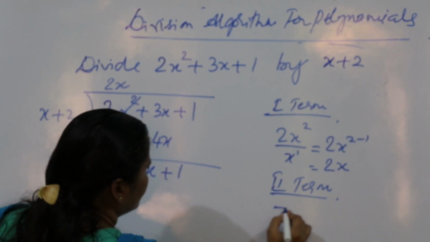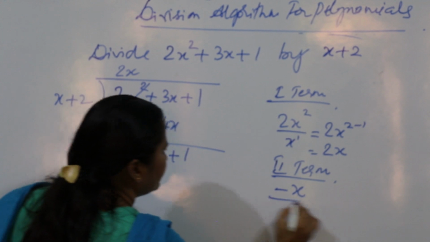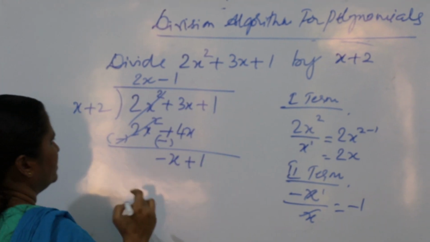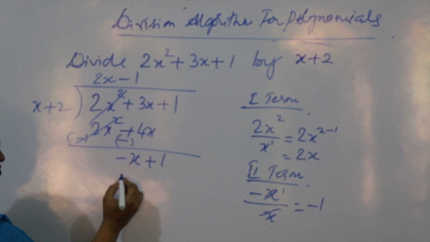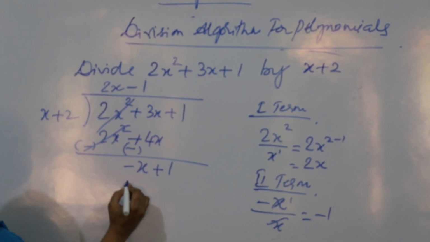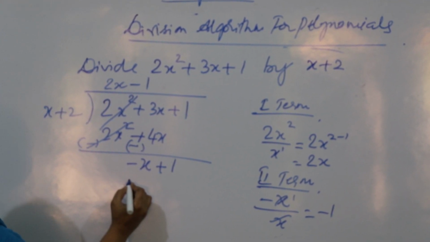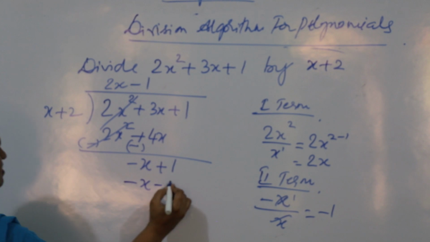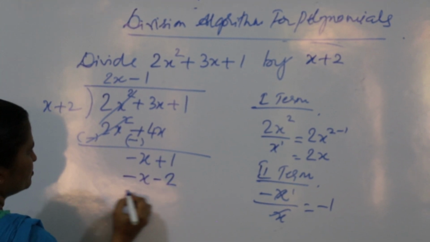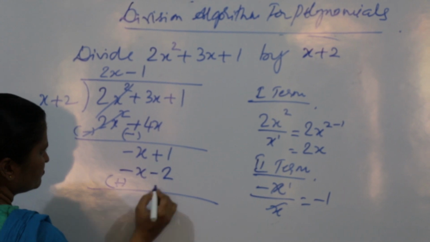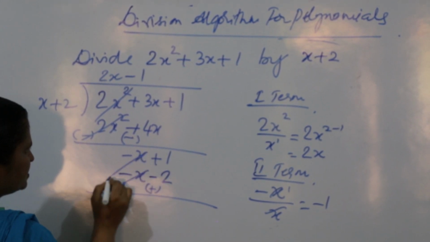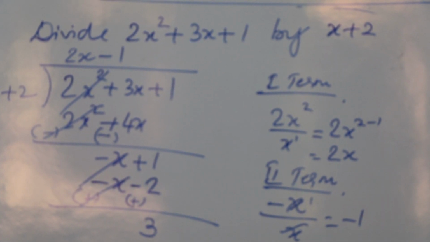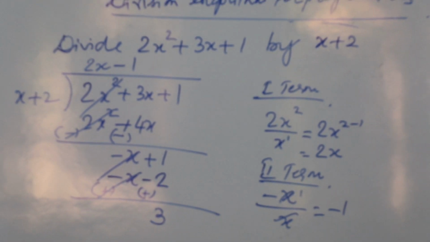Now the second term is minus x divided by x. You get minus 1. Minus 1 is your second term of the quotient. This is minus x minus 2. Cancel. 3. Now let's verify using the division algorithm for polynomial.